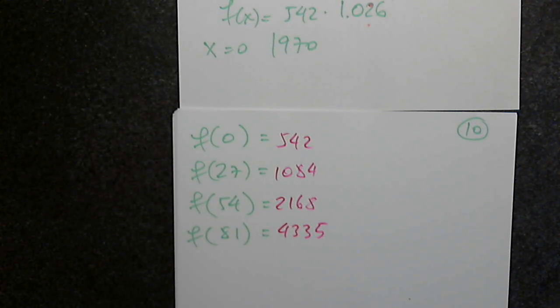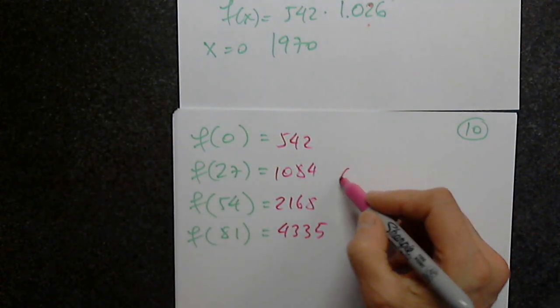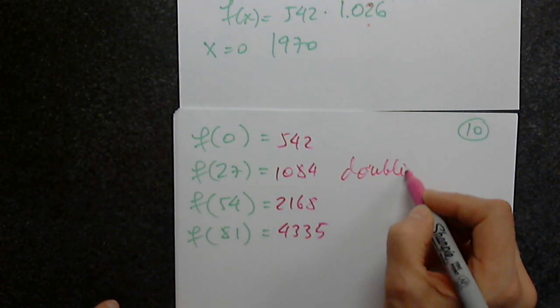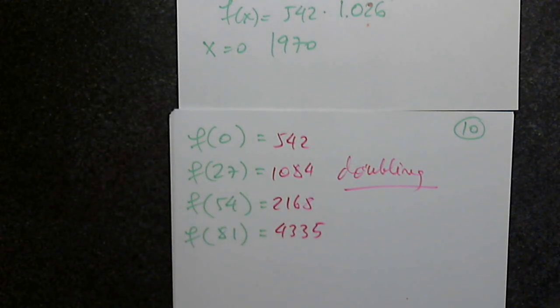What appears to be happening to the population of this country every 27 years? It appears that it's doubling. Perfect. Next question.